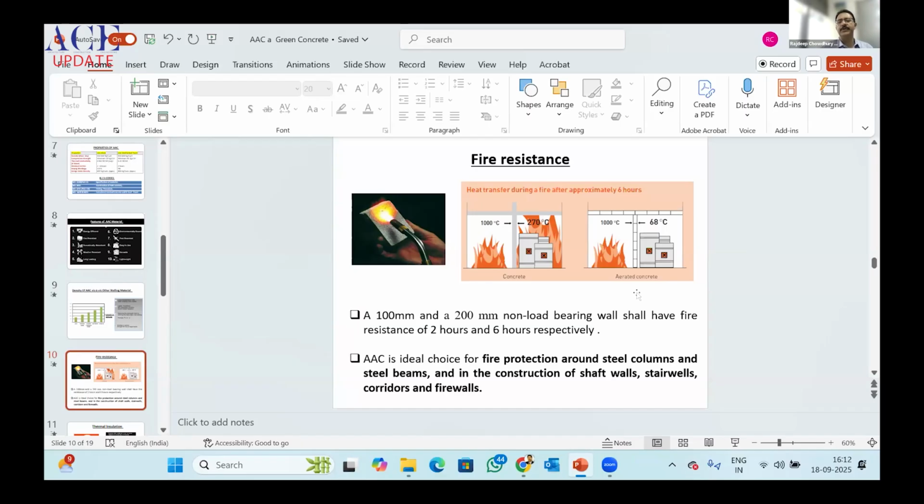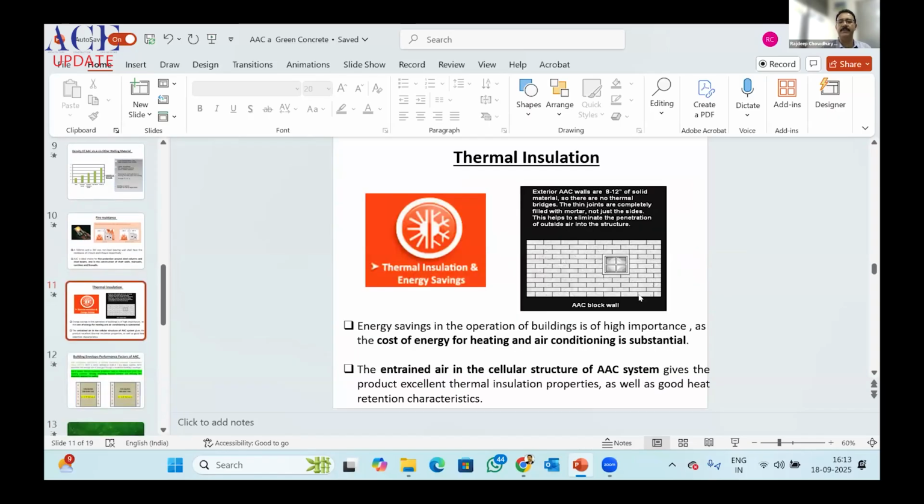This material can also be used for fire protection applications. Like if you have a steel column, you want to jacket it, you can use this material. Similarly for shaft wall, staircase wall, corridor, and firewall, you can use it. This will provide more fire protection, because this material doesn't catch fire. That's another unique property of the material.